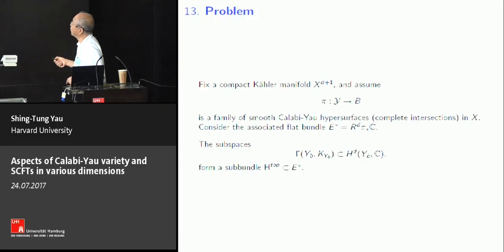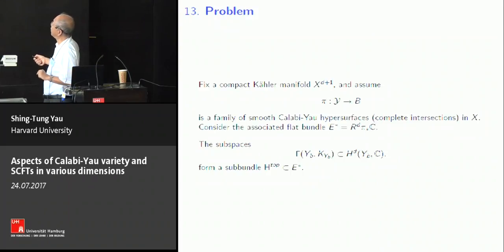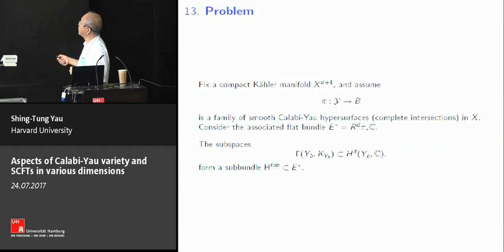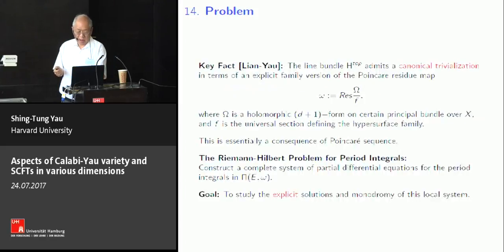For each Y_b, which is a Calabi-Yau hypersurface parameterized in this way, we look at the holomorphic n-form sitting there. These of course define a cohomology class. This defines a subbundle sitting in E star. It's just rewriting it in a more fancy manner.